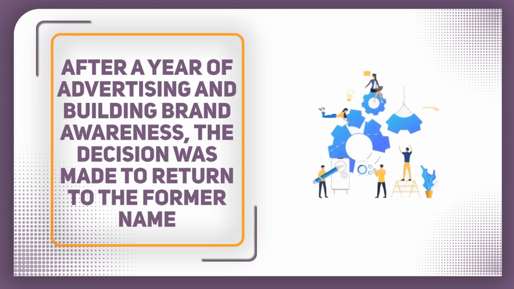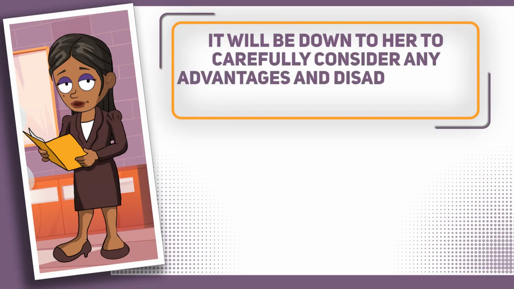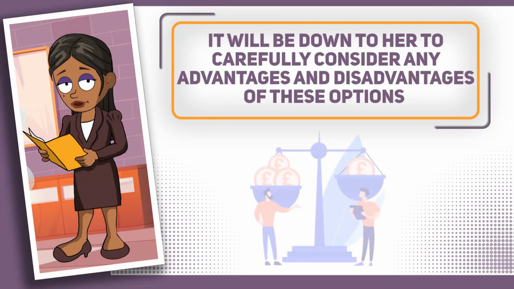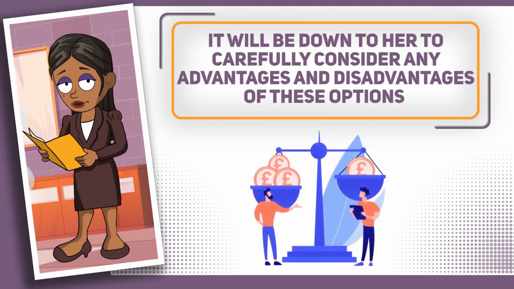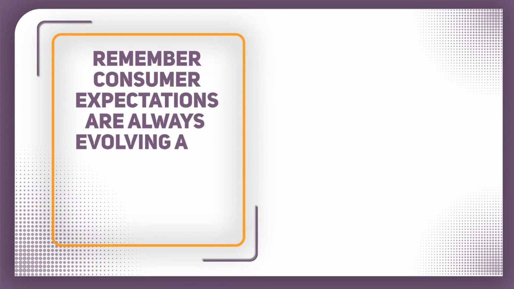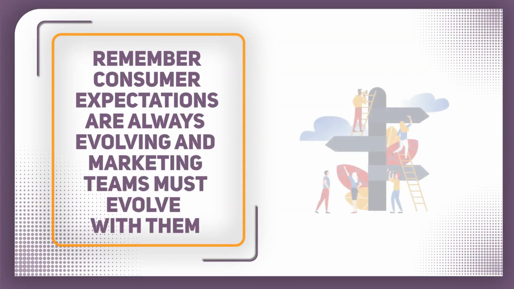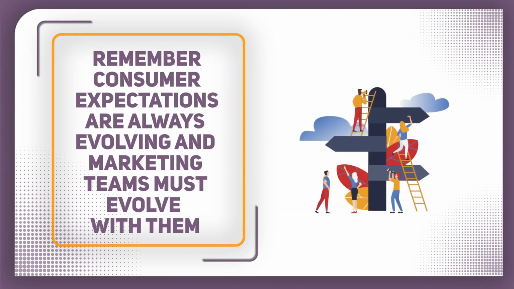We have looked at a number of different options that Prisha could consider to decrease the chance of Candy Flakes entering the decline stage. It will be down to her to carefully consider any advantages and disadvantages of these options before finally deciding on the best steps forward. Remember, consumer expectations are always evolving, and marketing teams like Prisha's must evolve with them. The ability to find ways to stretch your product's lifespan is critical in the competitive world of business.